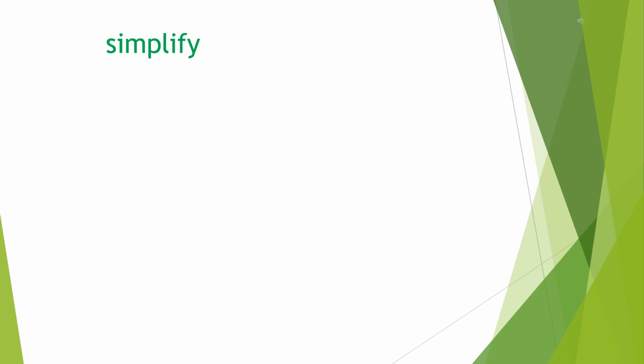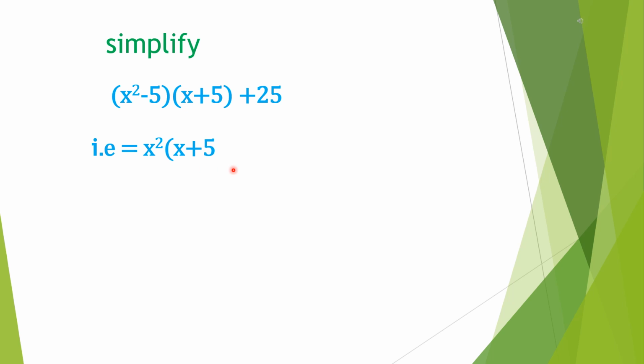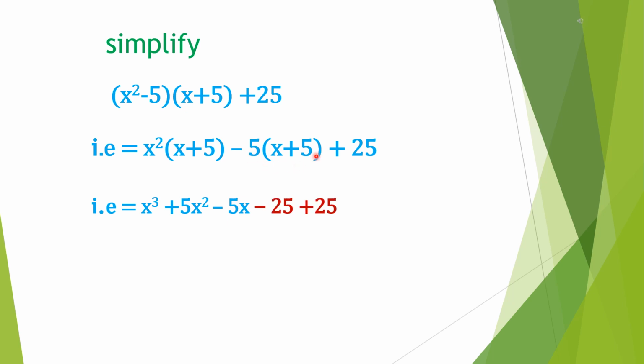Simplify. x square minus 5 into x plus 5 plus 25. That is x square into x plus 5 minus 5 into inside the bracket x plus 5 plus 25. That is x cube plus 5x square minus 5x minus 25 plus 25. Here plus 25 and minus 25 are cancelled. Remaining are x cube plus 5x square minus 5x.